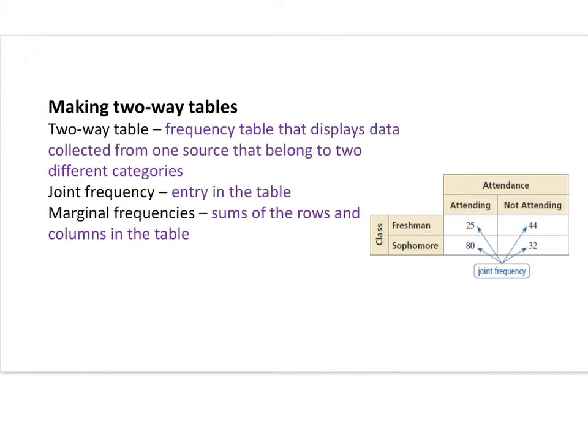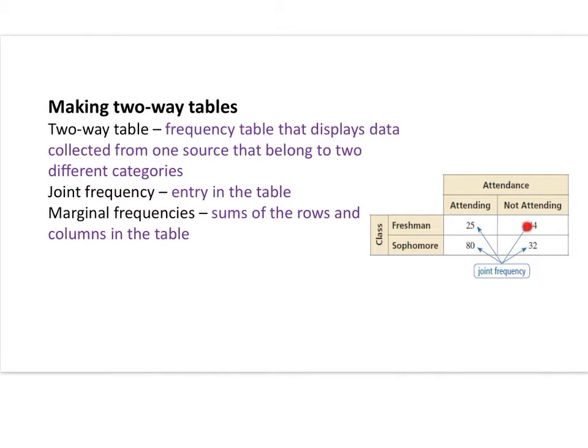All right, making two-way tables. We're probably most familiar with one-way tables, where we use data to create bar graphs, histograms, and things like that. A two-way table is a frequency table that displays data collected from one source that belongs to two different categories. And then our joint frequency is the entry in the table.